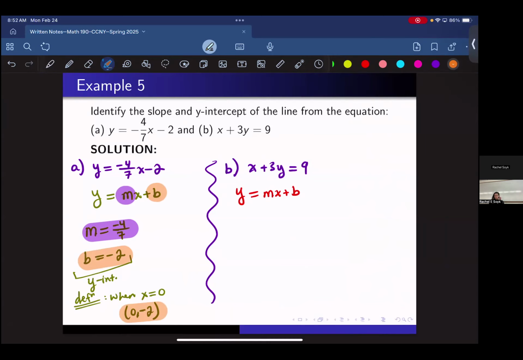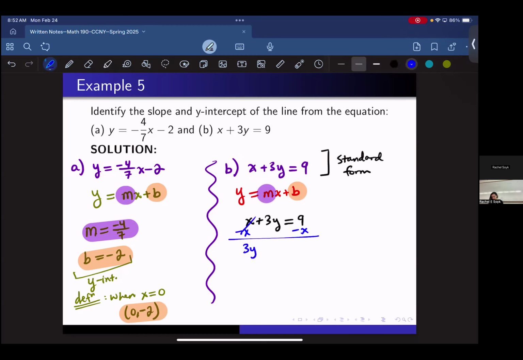Part B, we are given an equation in standard form. Standard form is just like some form of x plus some form of y is equal to a constant. But we want to put this into slope-intercept form so that we can easily identify both our slope and our y-intercept. So we're going to use some inverse operations here. For x plus 3y is equal to 9, let's go ahead and subtract x from both sides. And now we're looking at 3y is equal to -x plus 9.